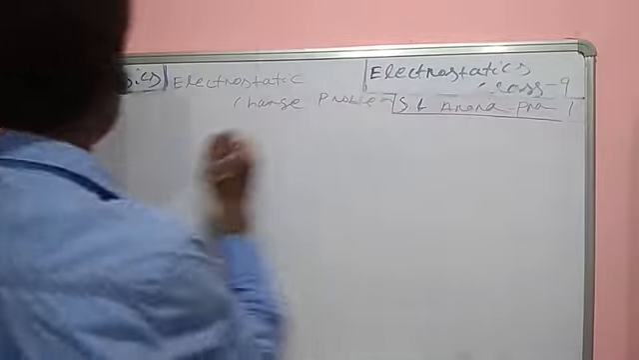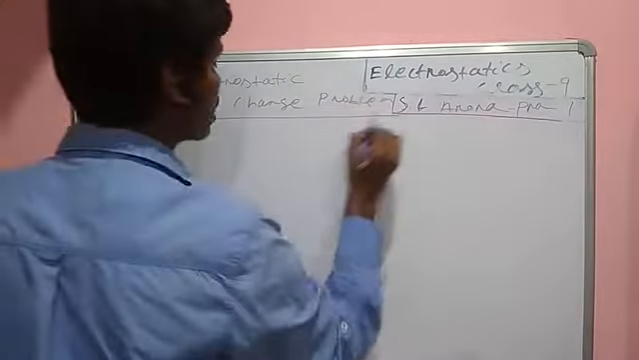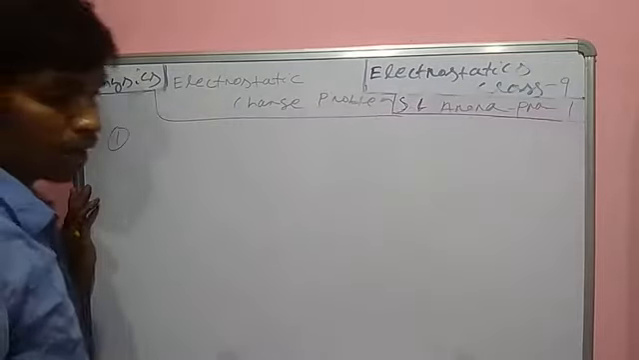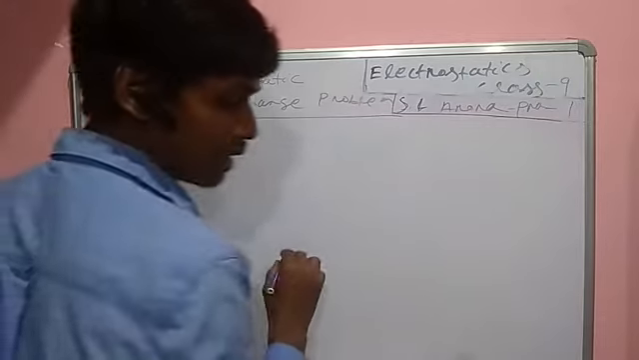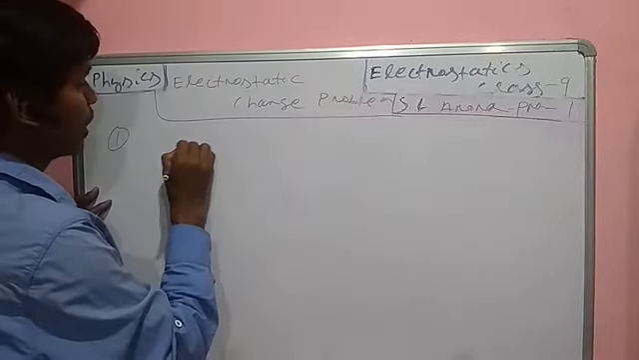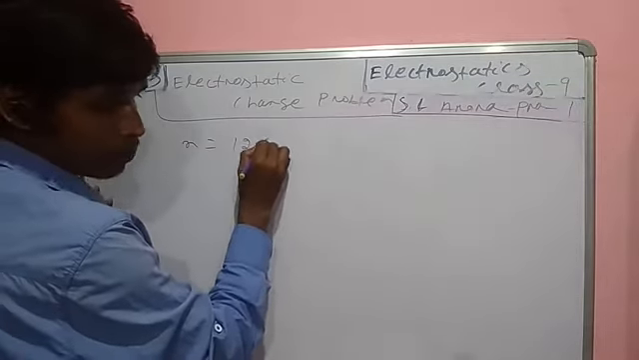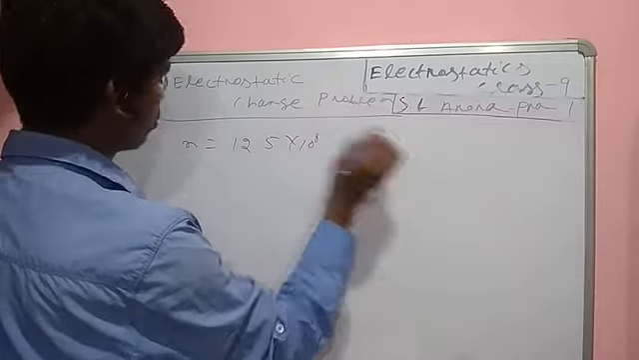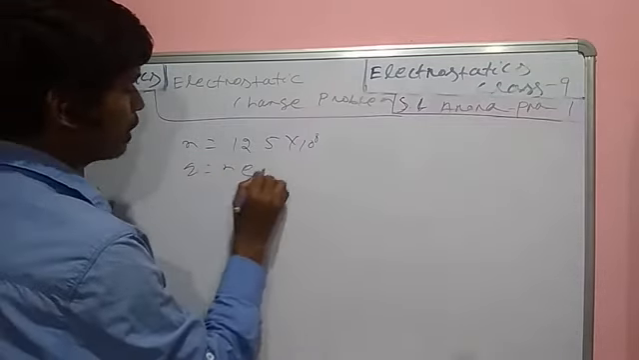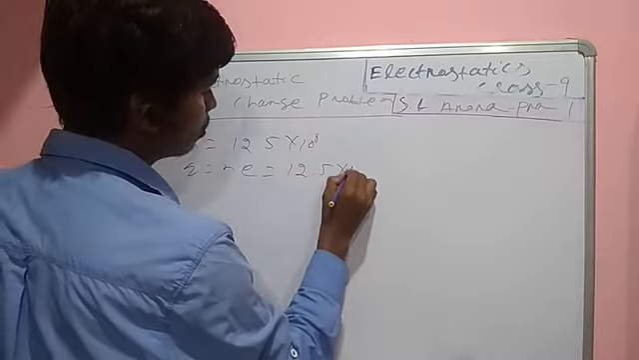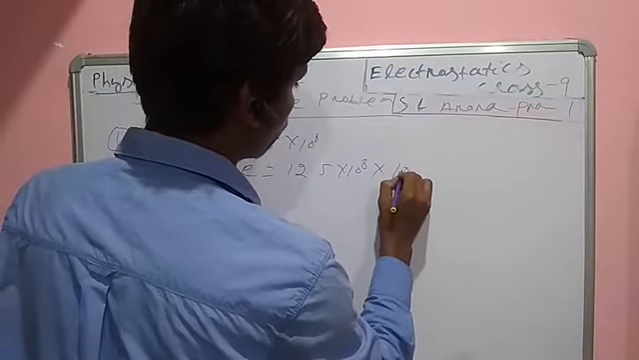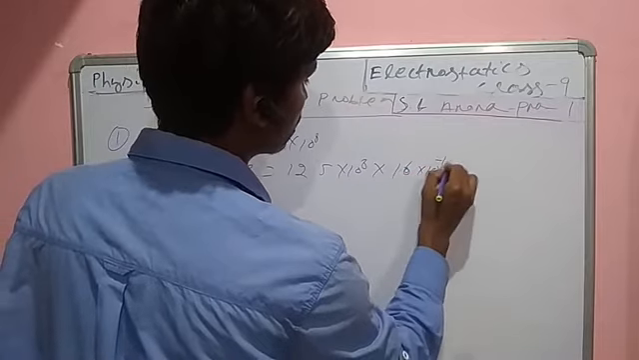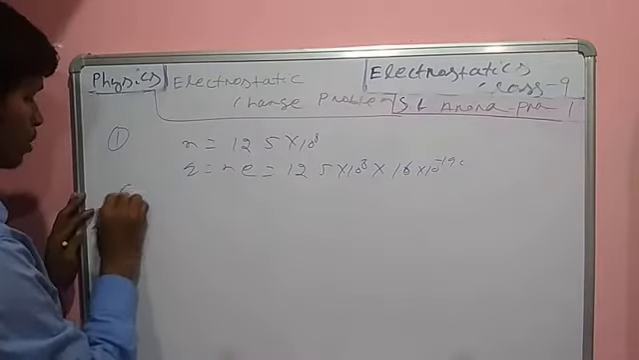So first, you already have the quantization of charge formula: Q is equal to Ne. Then Q is equal to what? The charge carried by 12.5 into 10 to the 8 electrons. That means N is 12.5 into 10 to the 8 electrons. That means Q is equal to Ne, N is 12.5 into 10 to the 8, into e, which is 1.6 into 10 to the minus 19. Yes or no?